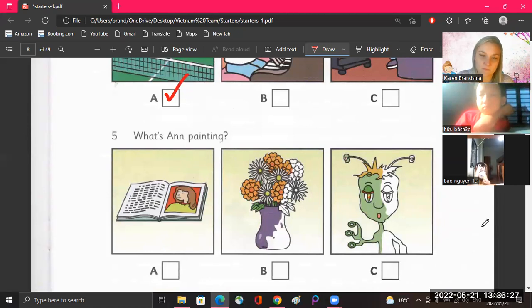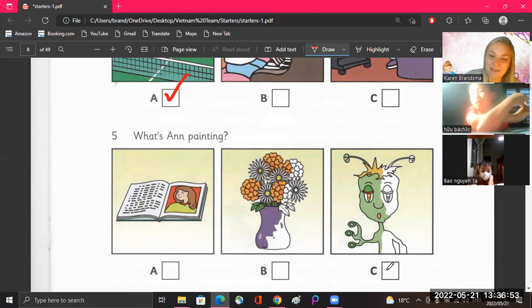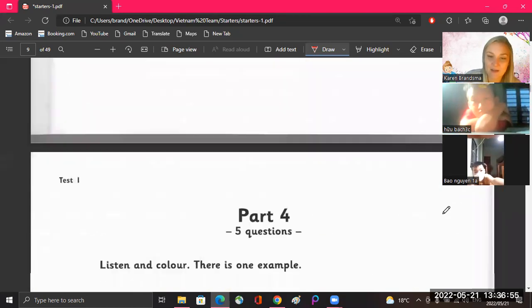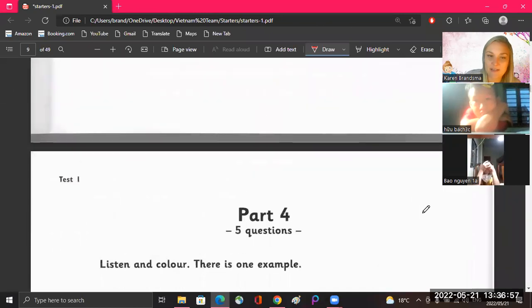Five. What's Anne painting? Is Anne reading a book? No, she's painting. Is she painting a picture of flowers? No, oh no. She's painting a picture of a monster. Monster. Yes, very good. Okay, now we've finished our listening for today.